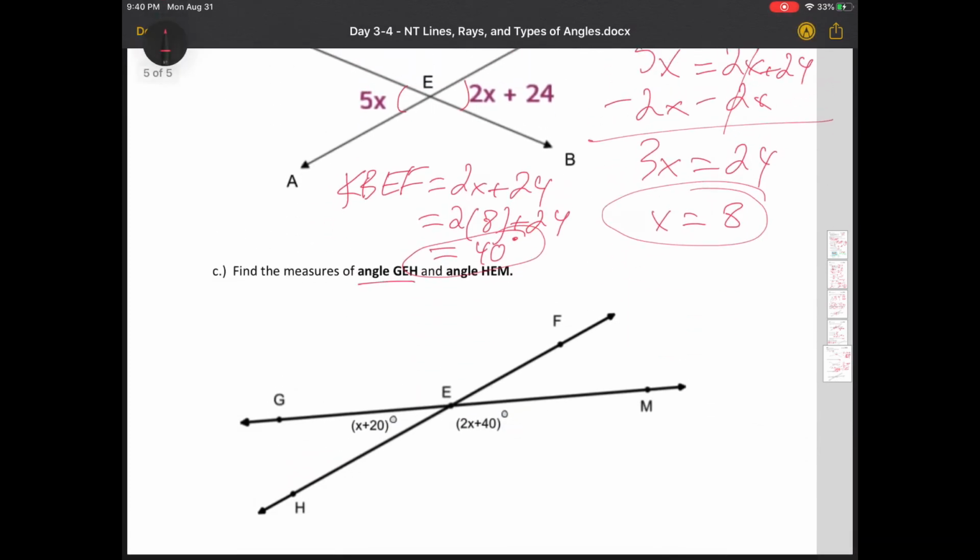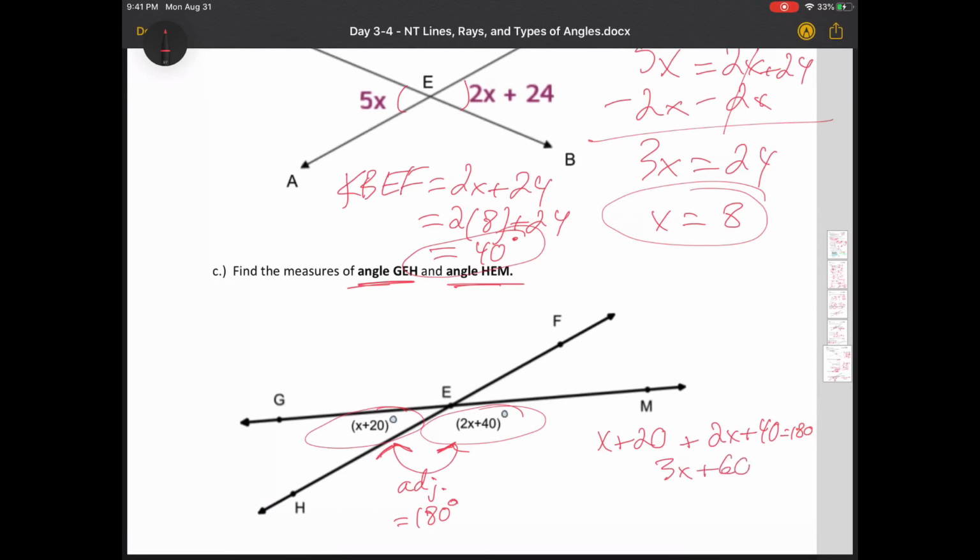Now, my last one here, I want to solve for angle GEH and angle HEM. So that's these two angles here. So what did I say before? They're two adjacent angles. They are in a straight angle. So that means when we add them, they equal 180 degrees. So let's go ahead and do that now. The setup: x plus 20 plus the other angle, 2x plus 40, equals 180. Now I combine like terms. I have 3x plus 60 equals 180, minus 60 and minus 60. I get x equals 40.